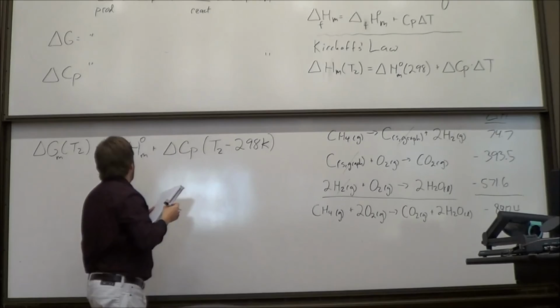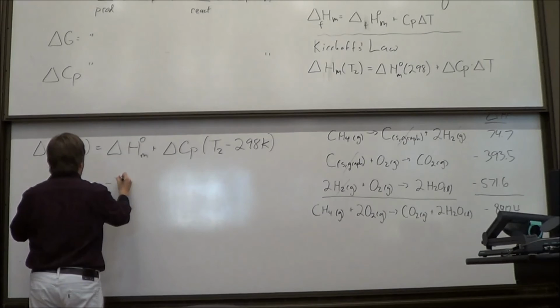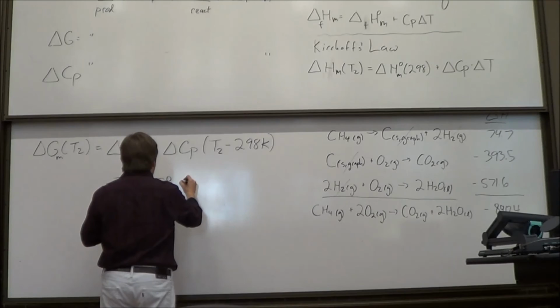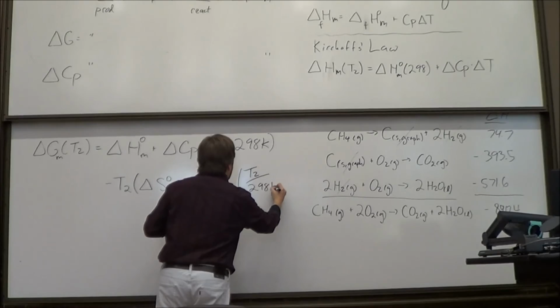Okay, so again, delta G is delta H minus T delta S. I've just shown you how to fix delta H by Kirchhoff's law. And delta S minus T, which is T2 delta S. Again, that will be from the table in the back of the book. And it's calculated the same way as this. And I'm just assuming you know that. Now, this one is a little funkier. It's heat capacity, natural log of T2 over 298. Okay, don't forget there's two brackets.